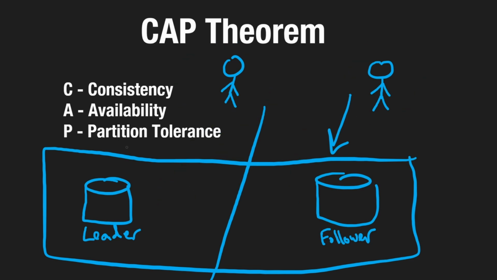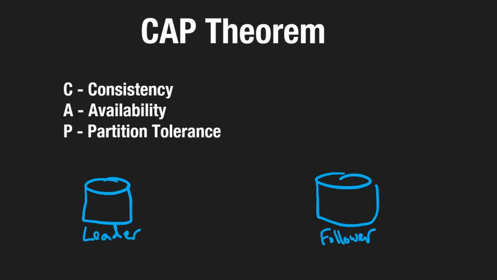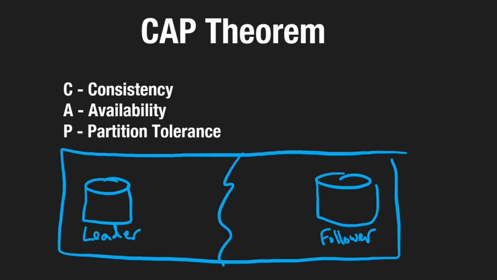So assuming that we are partition tolerant, just because our system gets a network partition, that we will continue functioning. So that's implied. This is almost always assumed. Then we can only choose between one of these. We can only choose one of consistency or availability. Why is that the case?